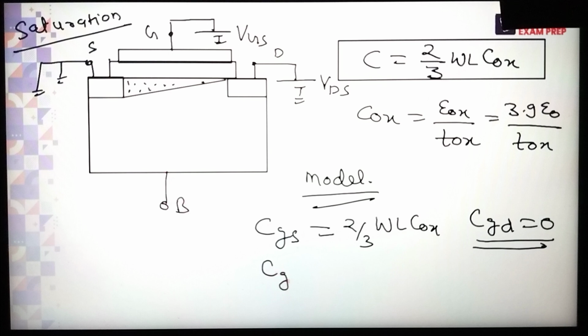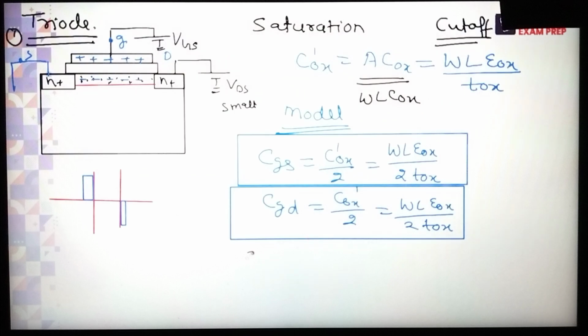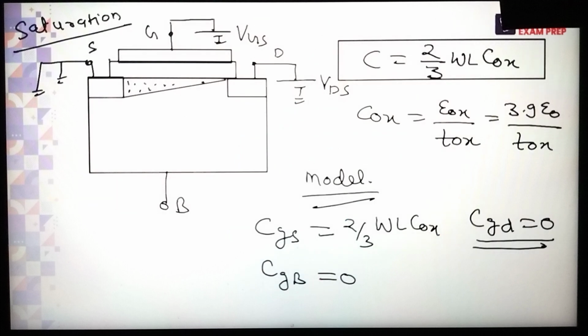Now, if it is in cutoff, there is no channel. Then in cutoff, this complete capacitance is given to what? Gate body. Gate body, COX times WL, that is WLCOX. So what is CGD? 0. What is CGS? 0. Nothing is given to CGD and CGS.